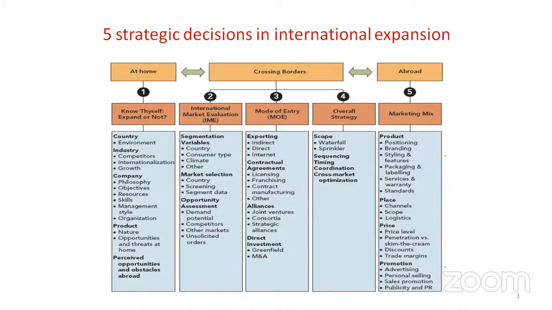Then the company: what is the company's philosophy, objectives, and the resources available, skills available, what is the management. Here comes the company aspect, SWOT analysis. Strengths and weaknesses relate to the company, and opportunities and challenges relate to the external aspects. Then the product aspect, nature, opportunities, and threats at home. Within the country, for his product, what is the product nature, and what are the opportunities he has in the domestic country itself. And what are the threats, the challenges he is facing for his product.